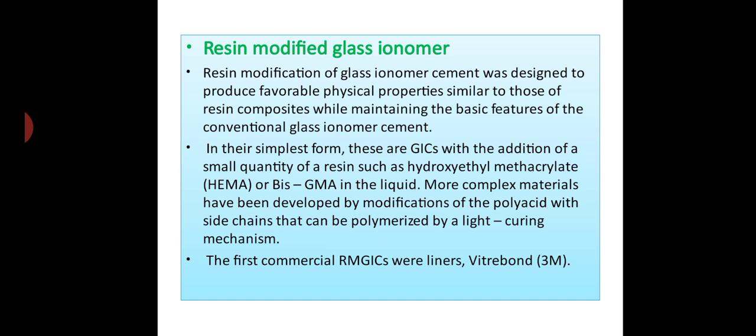Resin modified glass ionomer. Resin modified glass ionomer cement was designed to produce favorable physical properties similar to those of resin composites, while maintaining the basic features of the conventional glass ionomer cement. In their simplest form, these are GICs with the addition of a small quantity of resin, such as hydroxyethyl methacrylate (HEMA) or BisGMA, in the liquid. More complex materials have been developed by modifications of the polyacid with side chains, and can be polymerized by a light curing mechanism. The first commercial RMGICs were liners by Vitrebond, 3M.